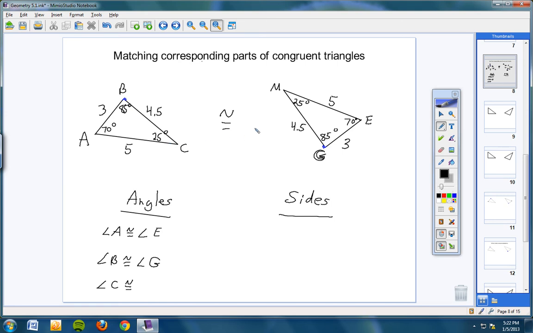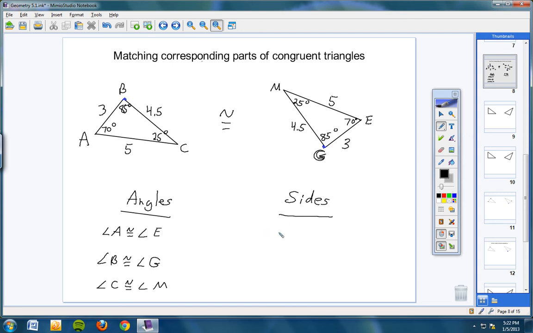And that's 25 degrees. We come over here. Angle M is 25 degrees. So angle M there. You just wrote corresponding parts of congruent triangles. Angle A corresponds with angle E, angle B corresponds with angle G, and angle C corresponds with angle M. Now let's talk about the sides.